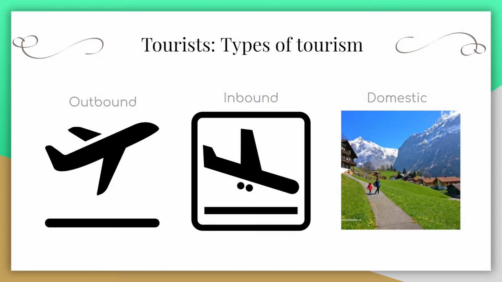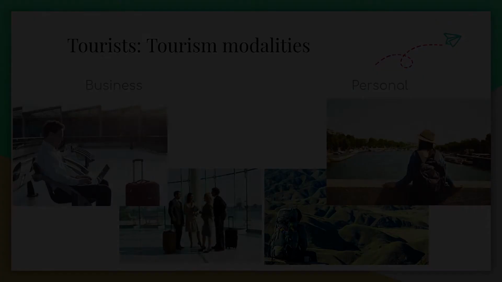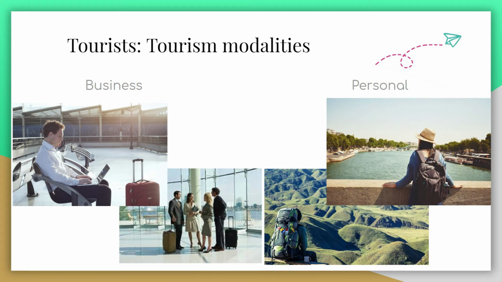Outbound tourism is about emissive residents that go to another country. Inbound tourism is when a country receives non-resident tourists. And domestic tourism is when people travel in their resident country. And according to the reason to travel, there are two modalities, business and personal.